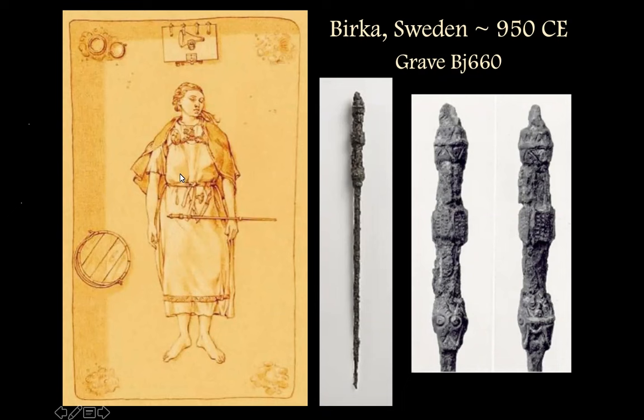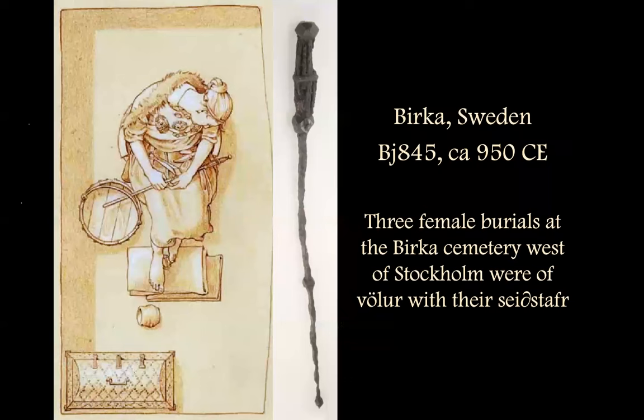You can see, as was true for medieval women, they have a lot of their tools. They would just wear them off their belt, their keys, their scissors, their knives, their pouches, including their medicine bags. Here's another one where she's seated.